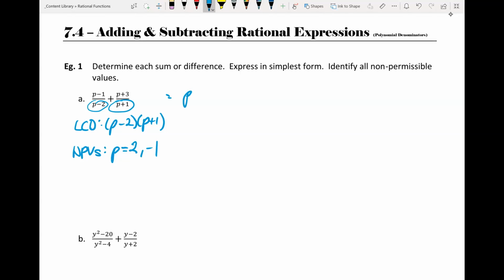Now I'm going to rewrite our rationals just like before. And then we're going to determine what we're going to multiply top and bottom by for each rational in order to get our LCD in there. So our first rational, we're missing the p plus 1, so I'm going to multiply p plus 1 top and bottom. For the other rational, I'm going to multiply by p minus 2 top and bottom.